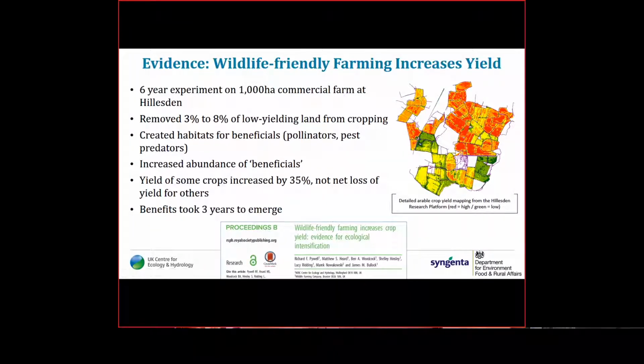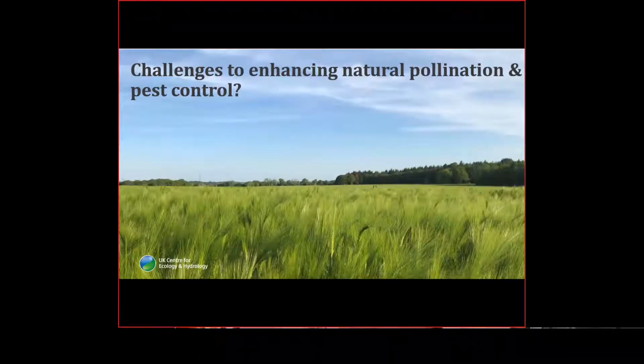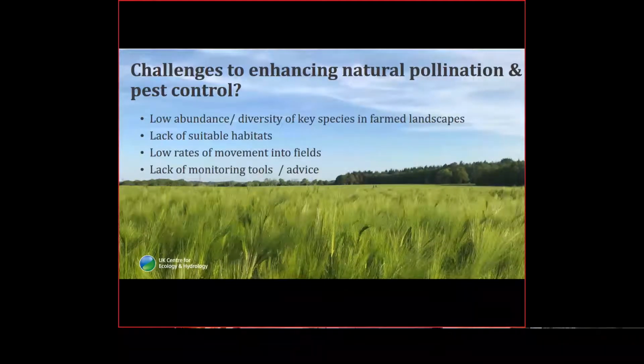So that's the first piece of evidence. However, there are a number of challenges around enhancing natural pollination and pest control. I think the key thing is that farm landscapes inherently have relatively low abundance and diversity of the species you want. This is not just biodiversity per se, these are the natural enemies and the crop pollinators. Farm landscapes are quite inhospitable for these species, and that's largely down to lack of suitable habitat more than anything else. Other things come into play, but lack of habitat is the key driver.